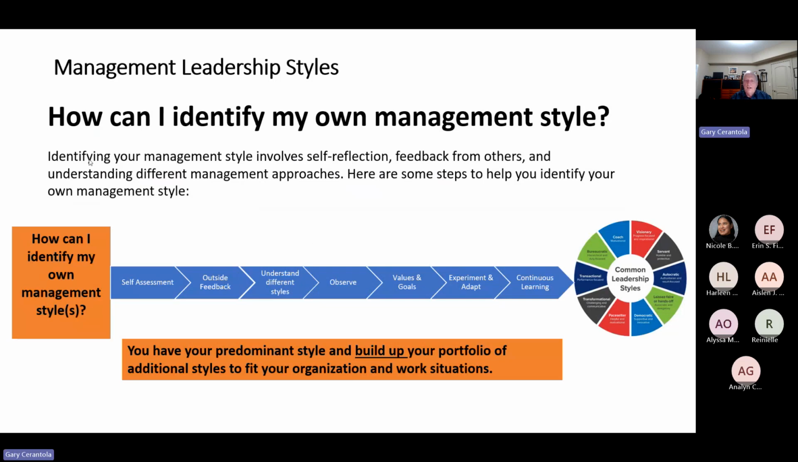And how do you identify your own management style? Well, this is what Pearson Rebel is doing. It's allowing you to do a self-assessment. There are feedback mechanisms that human resource programs call a 360, where you can get different types of people that you interact with to evaluate how you're doing. Then understand those different styles. See what works in terms of the corporate culture in your organization. Understand what your core values and goals are, and then you experiment and adapt, and you do some continuous learning. And what you should come out of there with is an understanding of your predominant style.